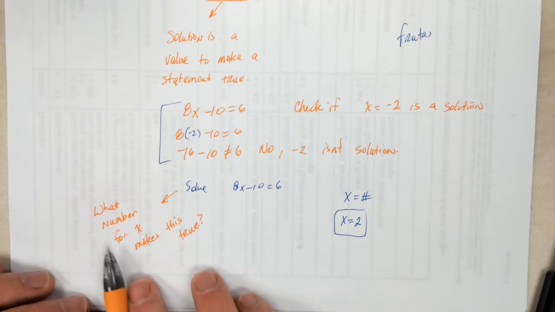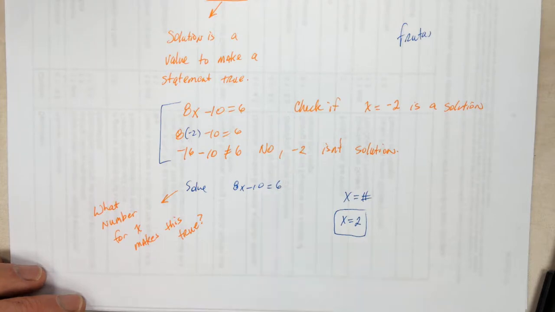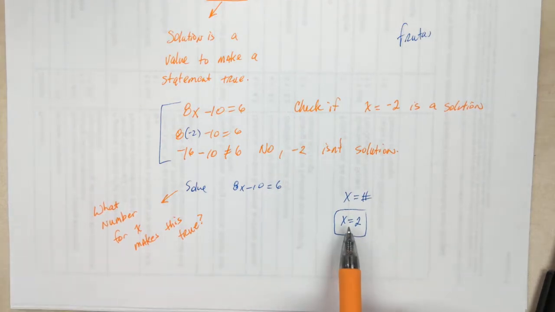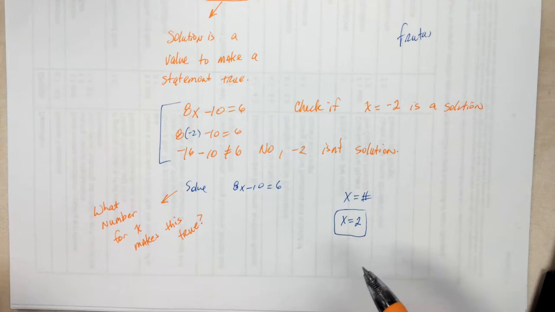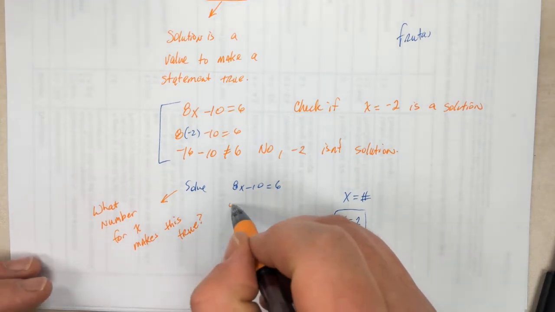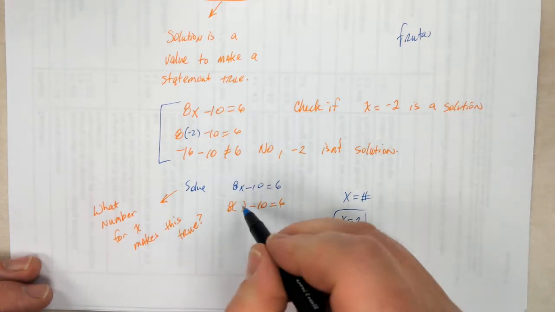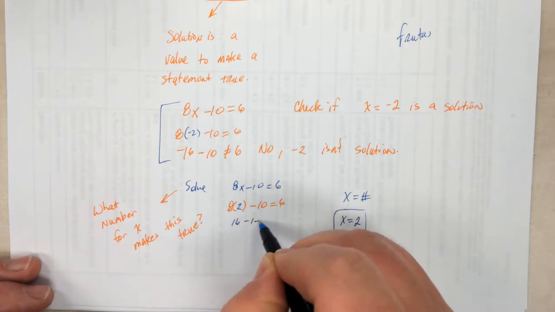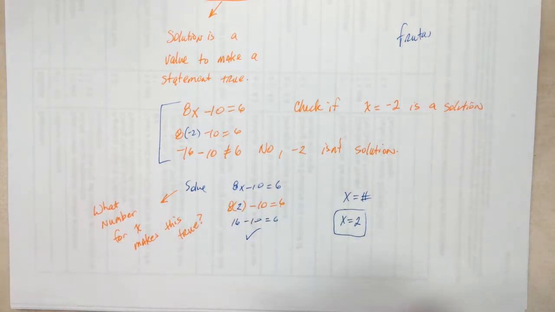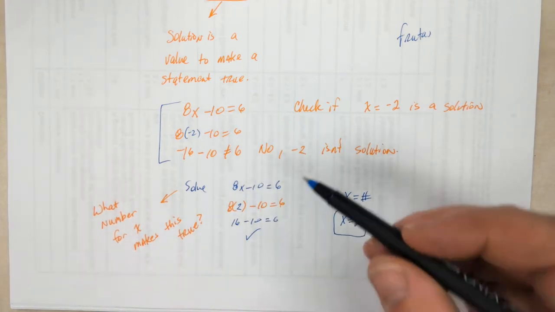When it says solve, it's asking you to figure out what number you could put here, and this side would equal 6. So if you said x was equal to 2, then what that means is you're saying that if I put 2 for x, I get something that equals 6 over here. And that's true, right? Because 8 times 2 is 16. 16 minus 10 is 6. So that's true. So without talking about how to solve, in general, that's what we're doing. We're trying to figure out what the number is. It's like a missing thing, right?